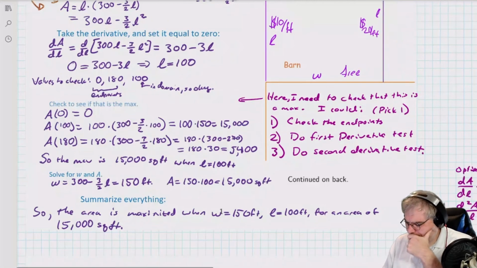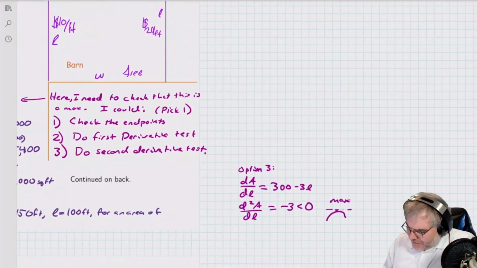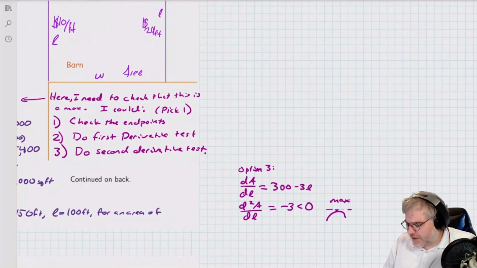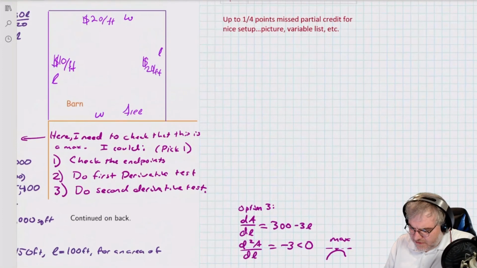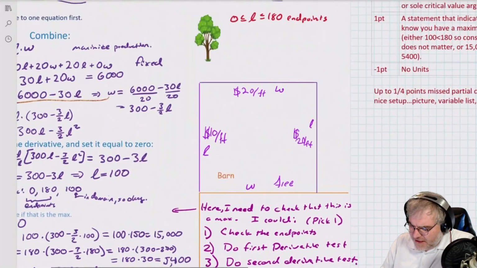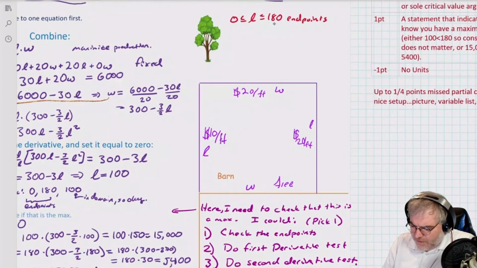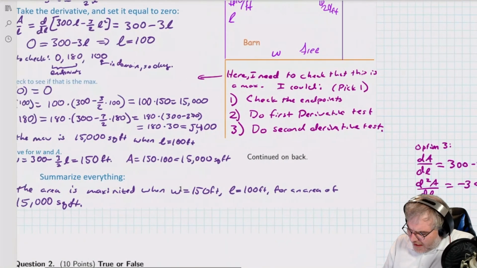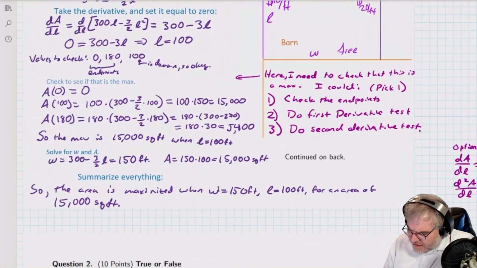Okay. I could have done an option 3, right? I could have done this, but then I would have had to check my other endpoint anyway. I could have found that it was a max by doing this. And then I actually wouldn't have had to check this point here. If I'd made the max element argument, I wouldn't have to check 180, and I wouldn't have to check 0. But I would have had to check this A anyway, so, you know.